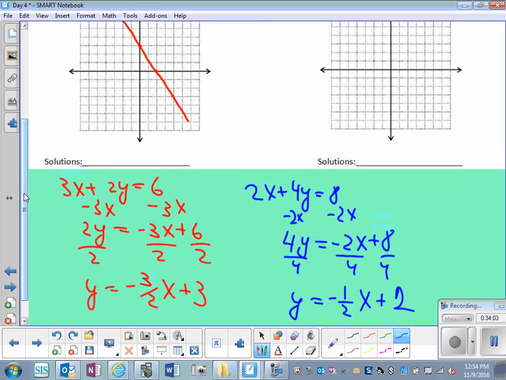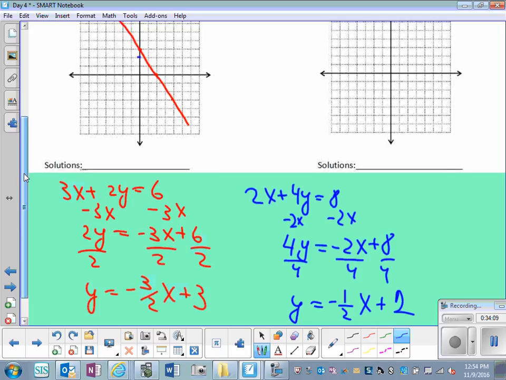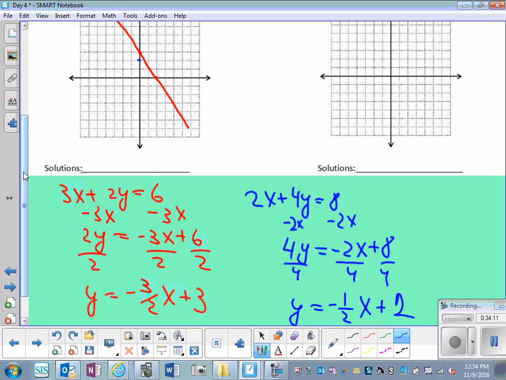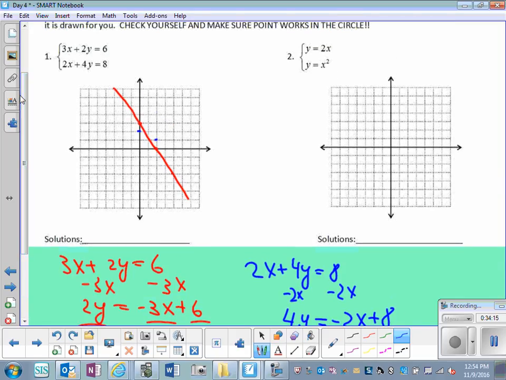Okay, so I find my y-intercept is 0, 2. And then I find my slope is negative 1 over 2, so down 1, right 2. I connect, and as you can see, a few more. So that's exactly a line. Yours is perfect, I'm sure.